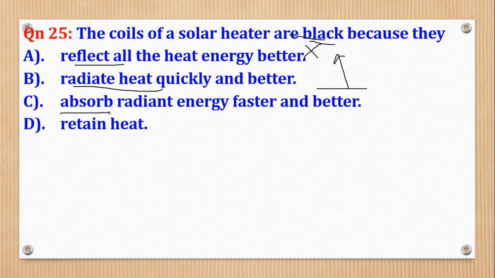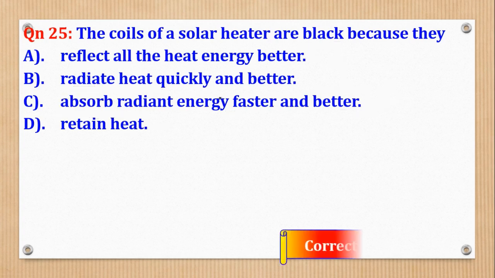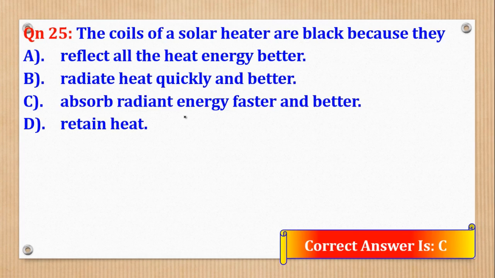Then here they have the word we want, absorb radiant energy faster. So because of this word absorb, this will be okay. Retain heat energy. It is okay they retain, but the reason why they said black is because they absorb it faster and better. So this is somehow correct, but the better one is this. So the correct answer will be C.